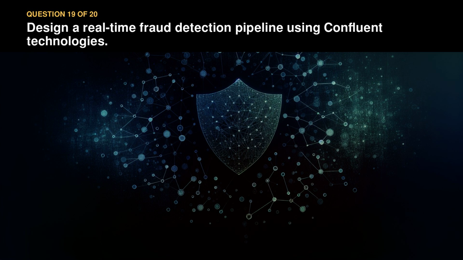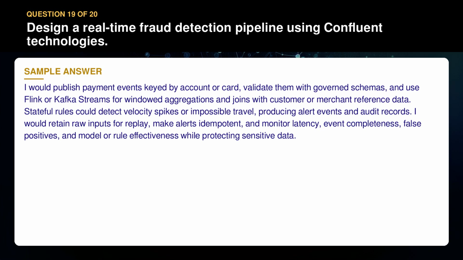Question 19. Design a real-time fraud detection pipeline using Confluent technologies. I would publish payment events keyed by account or card, validate them with governed schemas, and use Flink or Kafka Streams for windowed aggregations and joins with customer or merchant reference data. Stateful rules could detect velocity spikes or impossible travel, producing alert events and audit records.